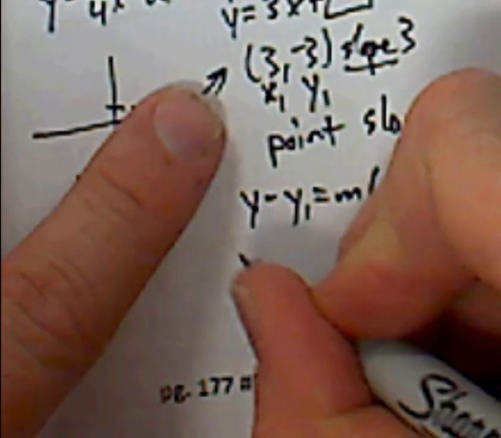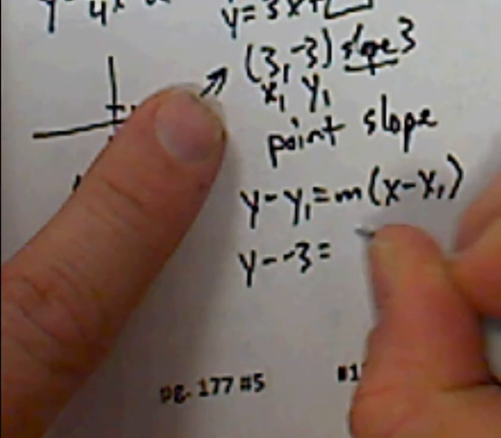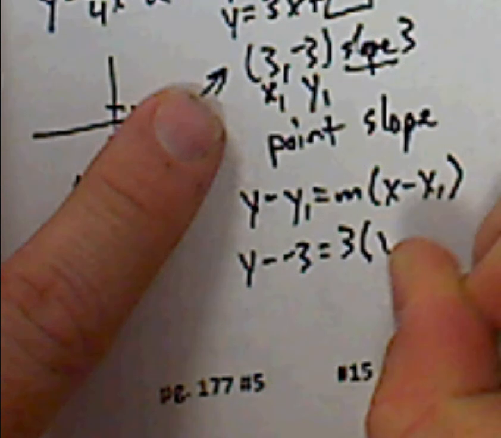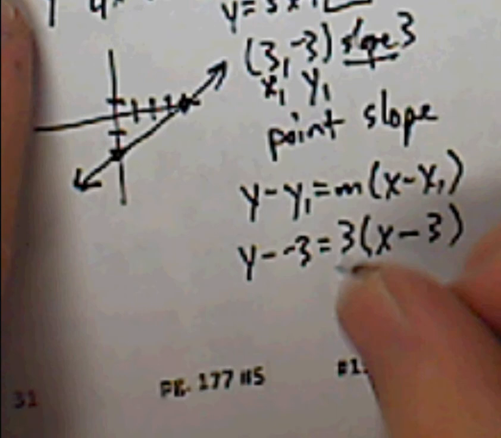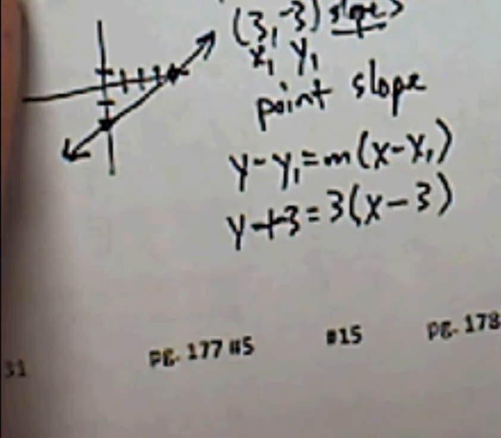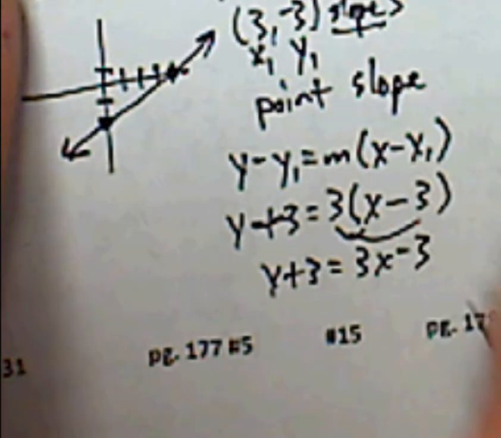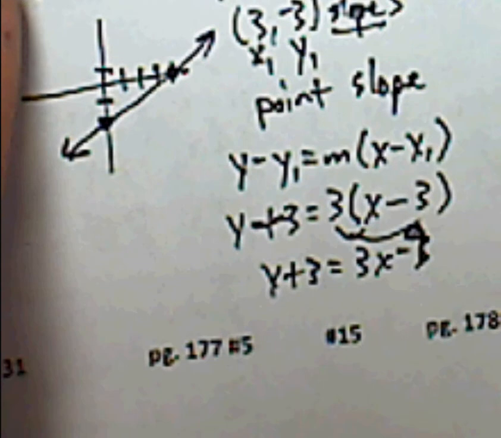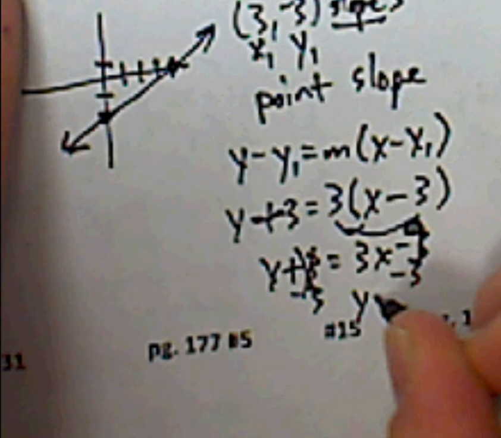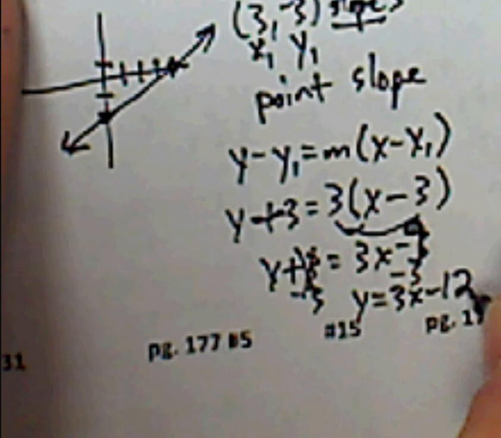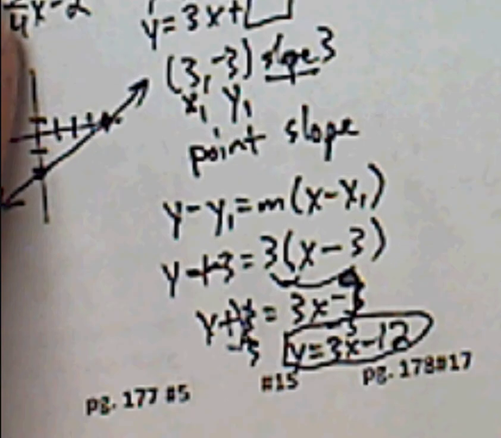So I would have y minus, my y1 is -3. My m is 3. And then I have x minus, my x1 is 3. So a minus negative becomes a plus. I would distribute. I get y plus 3 equals 3x minus 9 because I multiplied. And now I would get rid of the 3 on the left by subtracting 3. I get y equals 3x minus 12. -9 minus 3 is -12.